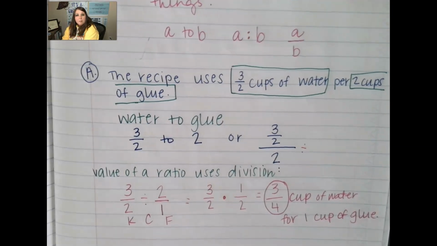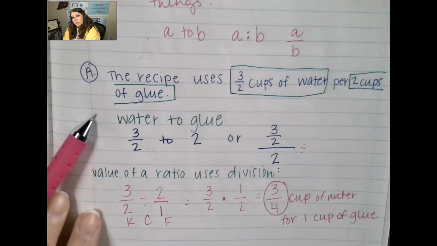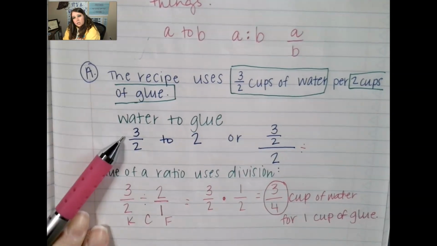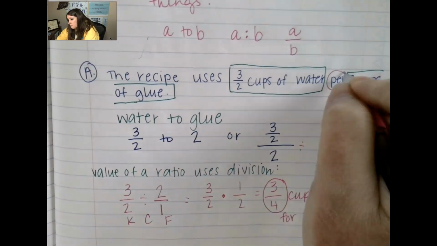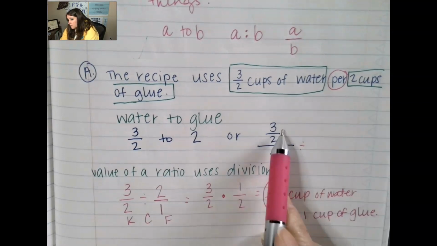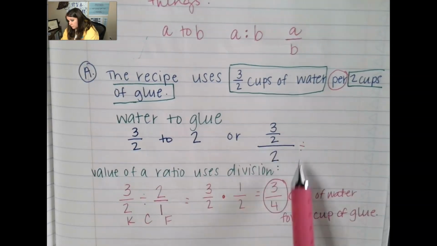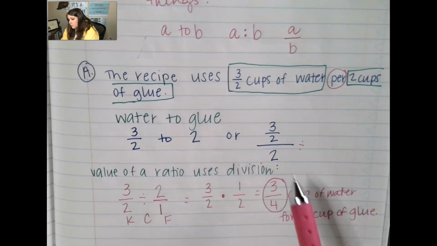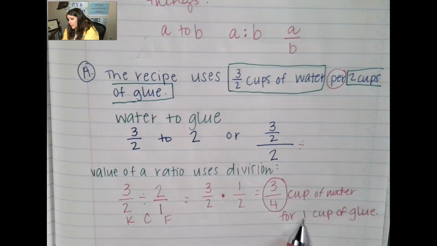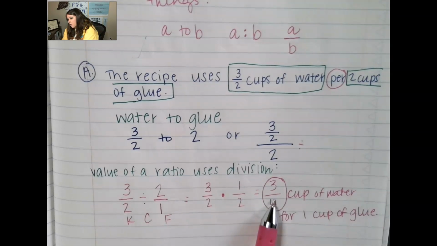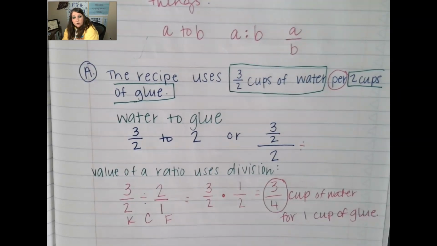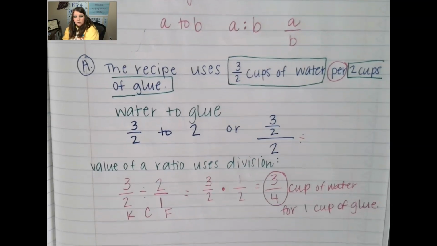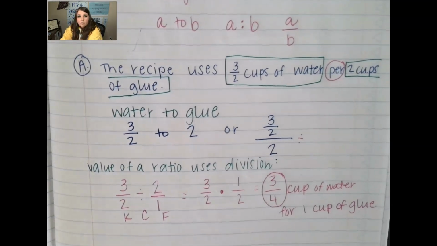So for this problem, we wrote it as a ratio. Here's our ratio. 3 halves per, this word per told us to make a ratio, 2 cups. So 3 halves out of 2. That was our ratio. To find the value of it, or to find for 1 cup, we did division, keep it, change it, flip it, and that gave us 3/4 of a cup of water. This is the value. The value is 3/4 for every 1 cup of glue.